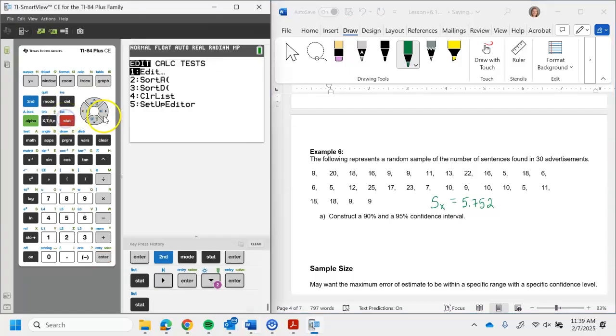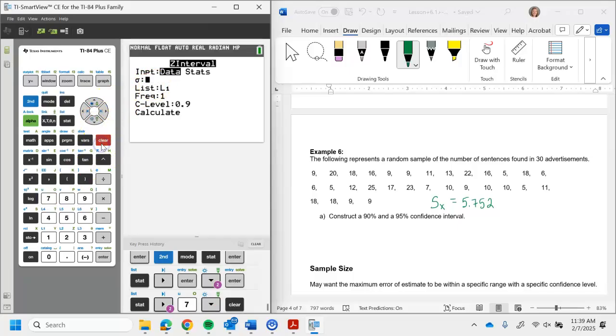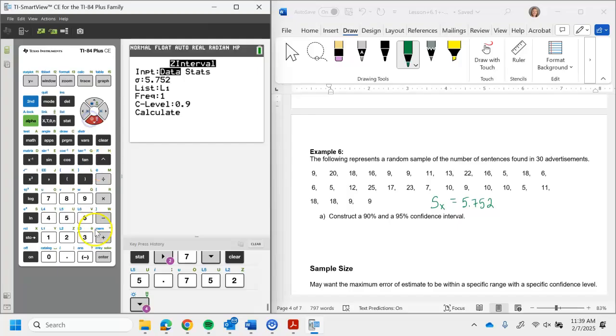So that's the number that I'm going to use when we go through now to find our Z interval for either confidence level. So we're going to hit the stat button, scroll over to calc, scroll over to tests, and I'm hitting number 7, which is Z interval. So I've selected data. We're now going to clear out the old standard deviation that was there, and I'm going to put my new one. Okay. Let's start with the 90% confidence interval, and let's scroll down and hit calculate.